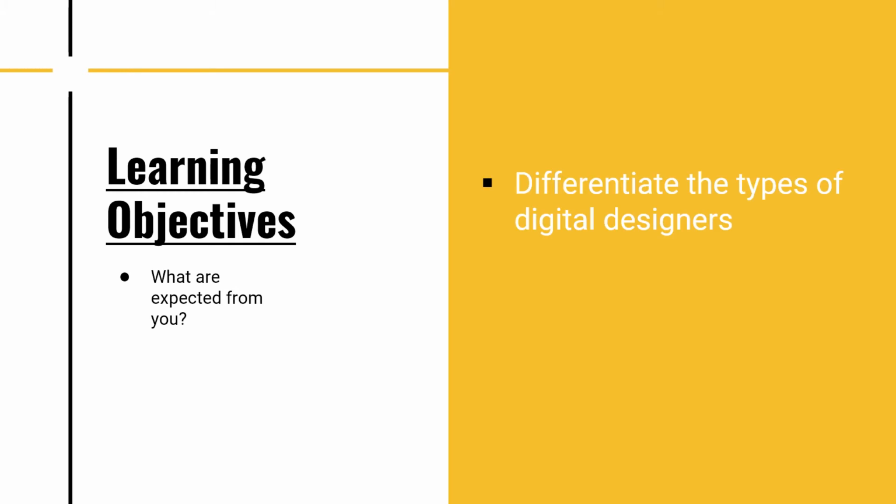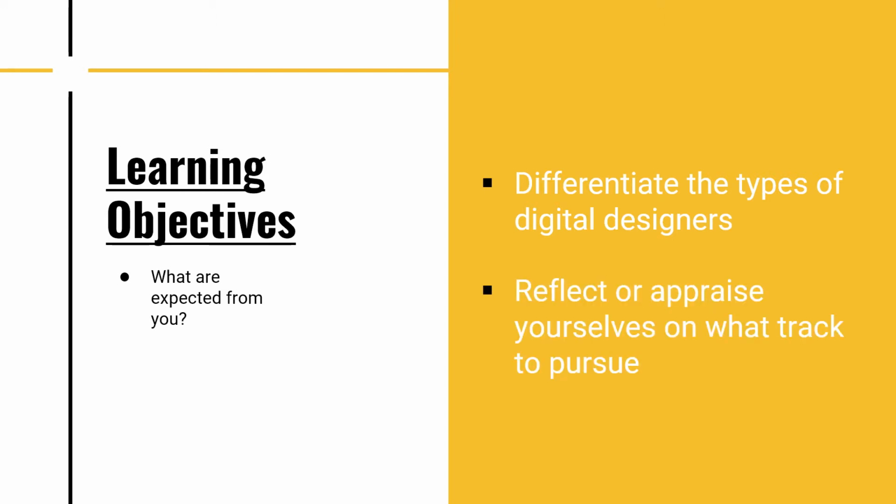First, you should be able to differentiate the various types of digital designers. Then after that, you should prepare a reflection paper reflecting on what track to pursue after this lesson. So we will be learning the different roles, jobs, or responsibilities of the different types of digital designers. And then after this, you will prepare your reflection paper on what type of digital designer you would want to be, after learning the roles and responsibilities in the design world.